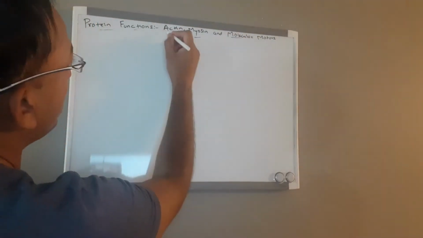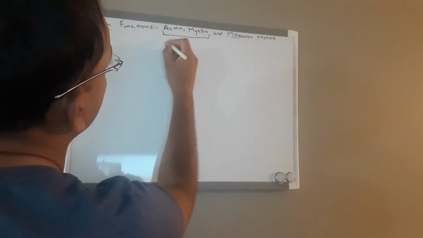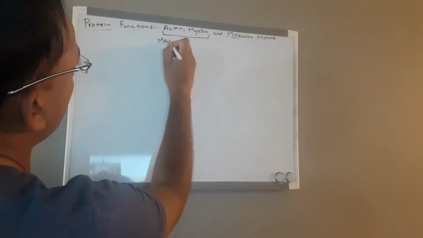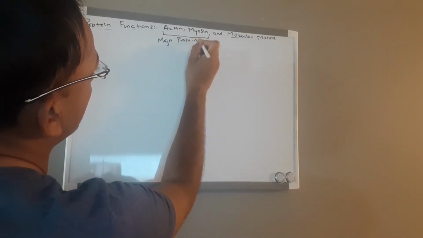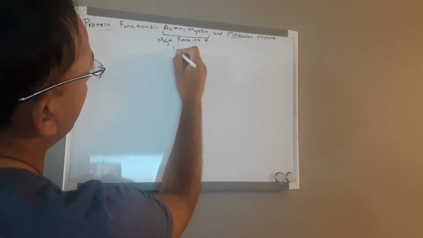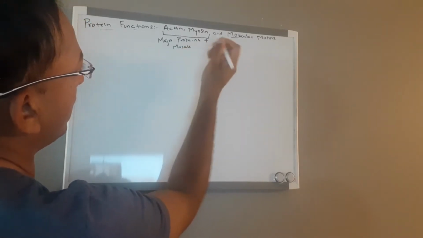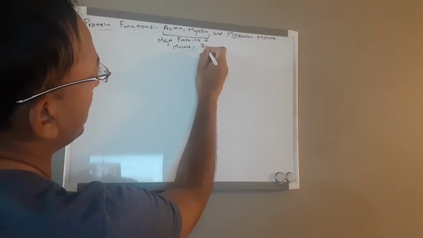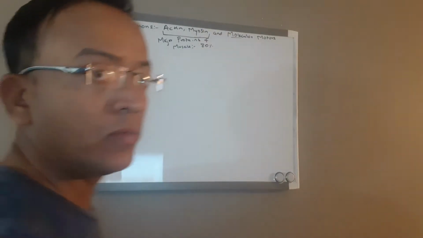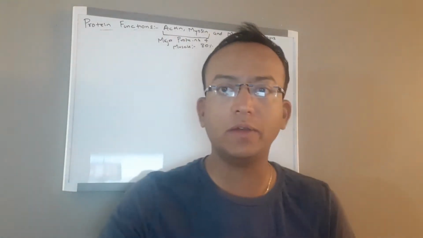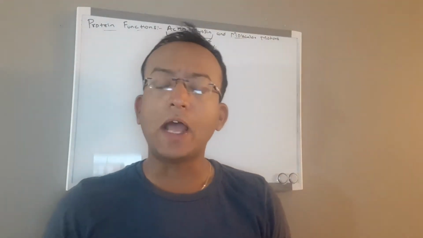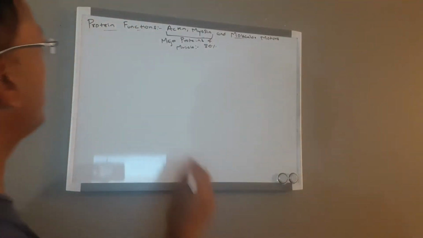So these two are the major proteins of muscles, and together they make up almost 80% of the mass of the muscles. All right, so first we'll discuss myosin.